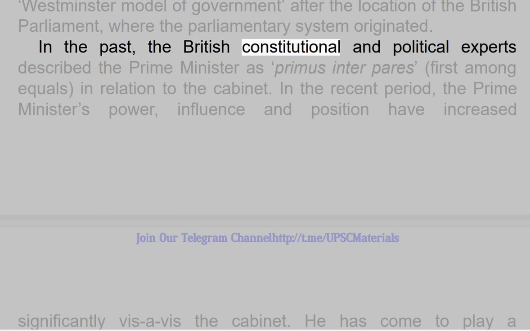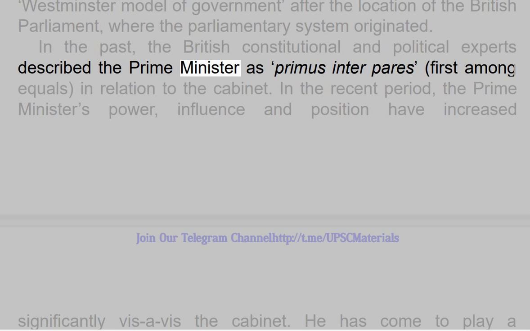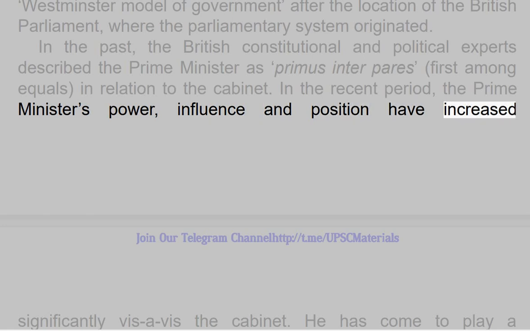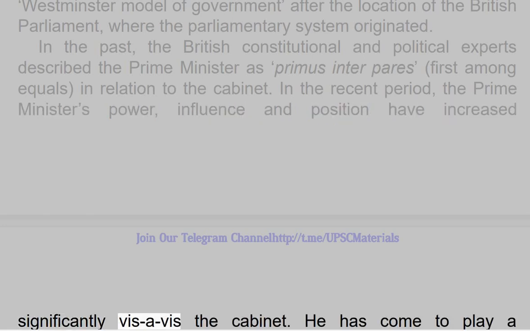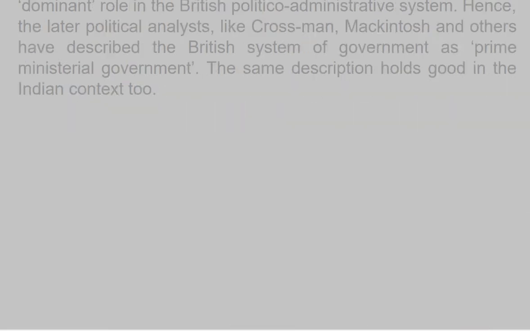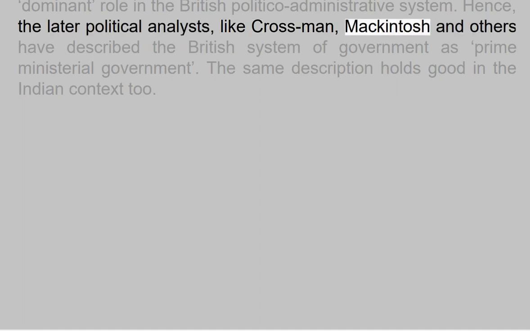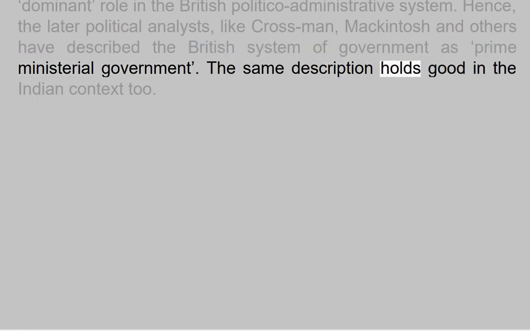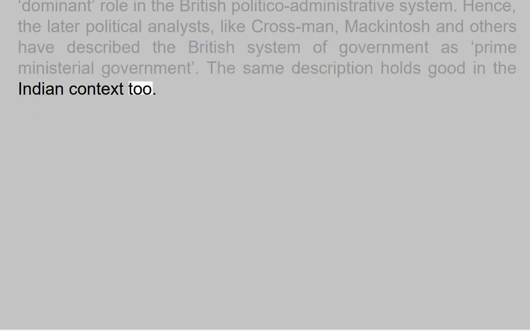In the past, the British constitutional and political experts described the Prime Minister as primus inter pares, first among equals, in relation to the cabinet. In the recent period, the Prime Minister's power, influence and position have increased significantly vis-a-vis the cabinet. He has come to play a dominant role in the British politico-administrative system. Hence, the later political analysts, like Crossman, Mackintosh, and others have described the British system of government as prime ministerial government. The same description holds good in the Indian context too.